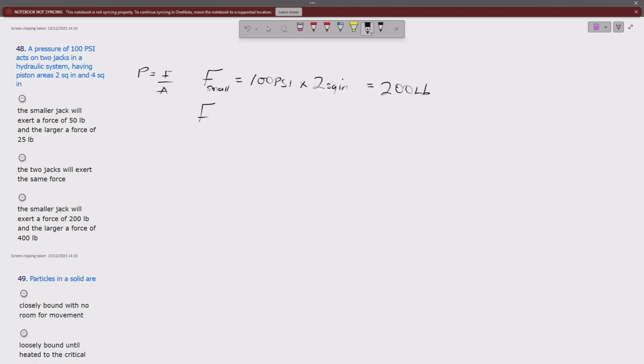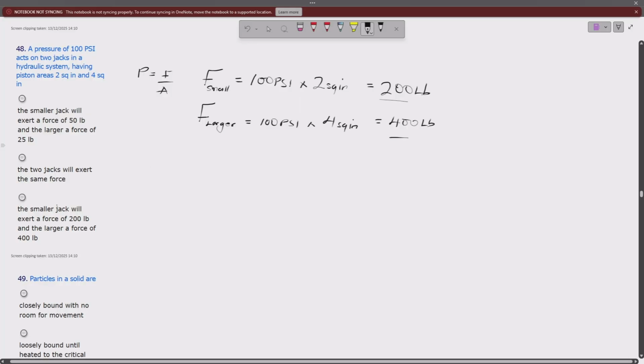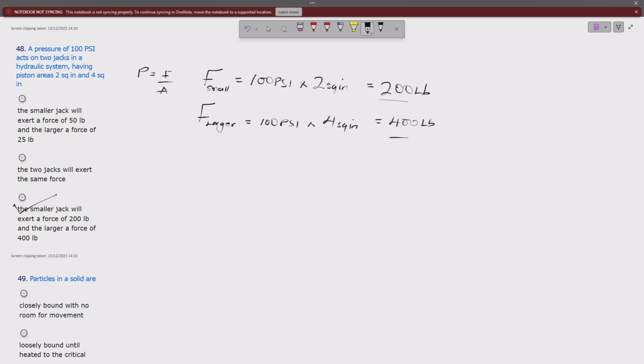So our force for the larger will be the same pressure, 100 psi times 4 square inch. That will be 400 pounds. So the answer is the smaller jack will exert a force of 200 pounds and the larger a force of 400 pounds. That is it.